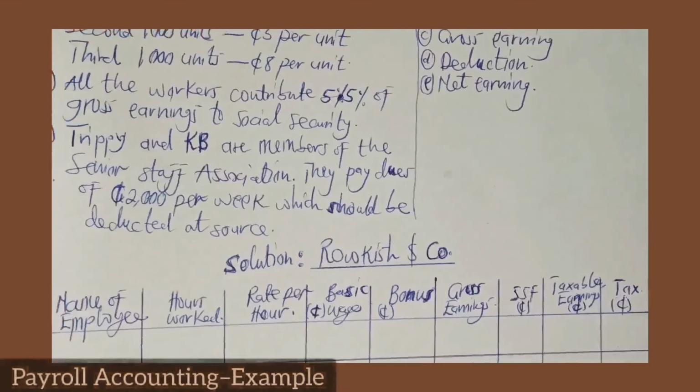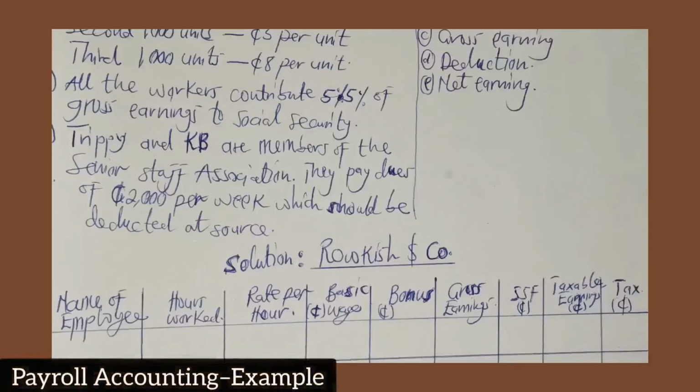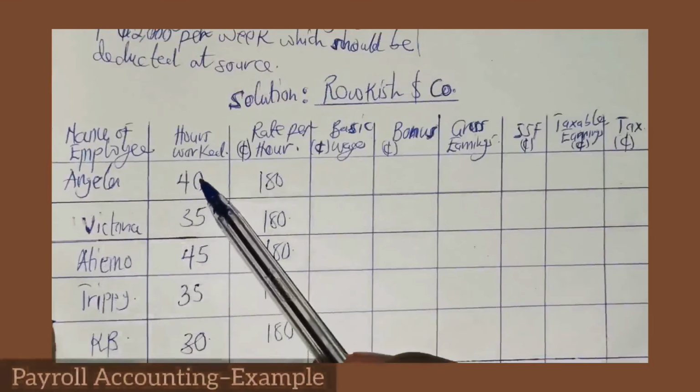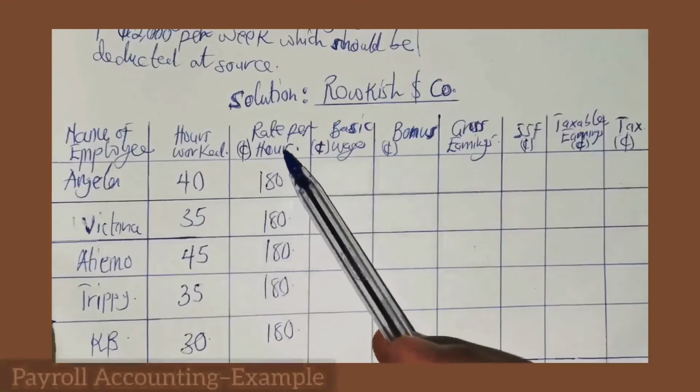Now I'm going to list the names of the employees, the hours they work, and the rate per hour. That one was given in the question, so I'm going to list it straight up. As I'm listing, you also do the same with yours in the same format. These are their names as I've done mine here: Angela, Victoria, Atiamo, 3P and KB. Then the hours they work, which are 40, 35, 45, 35, and 30. Then the hourly rate, that's rate per hour.